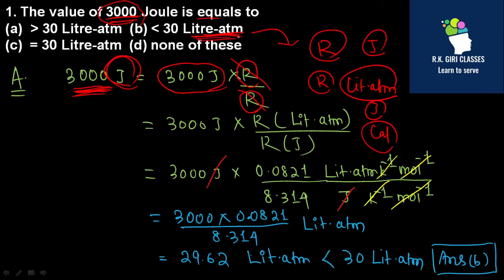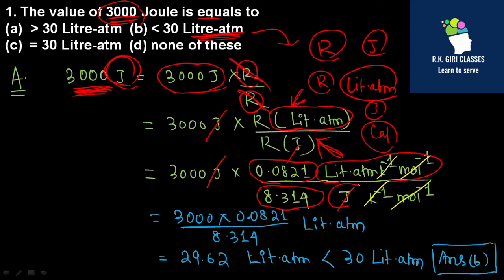To get this one, you have to multiply with R and divide with R. For simplification, just put R in unit liter atm, because you have to cancel joule with joule. That means you will find the R value in liter atm and you have to find the R in joule unit. That means you will find 0.0821 liter atm Kelvin inverse mole inverse, and here this is 8.314 joule Kelvin inverse mole inverse. Cancel this one, cancel this one, and this is your liter atm and this is joule, cancel here.